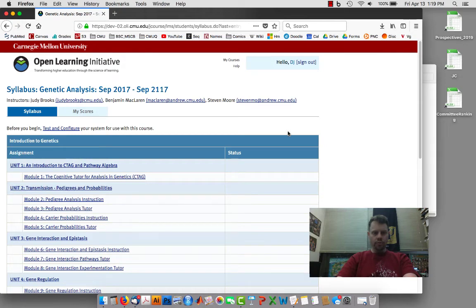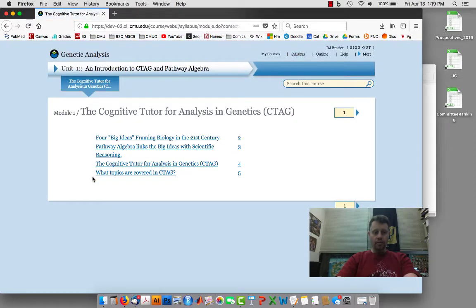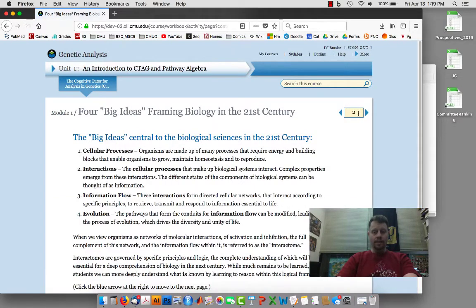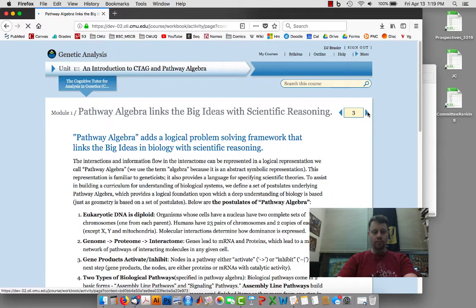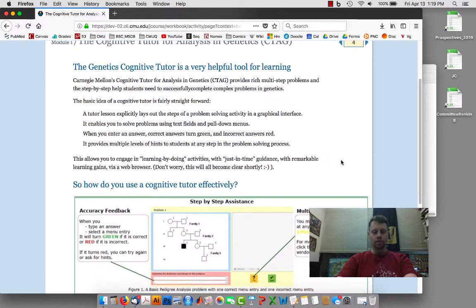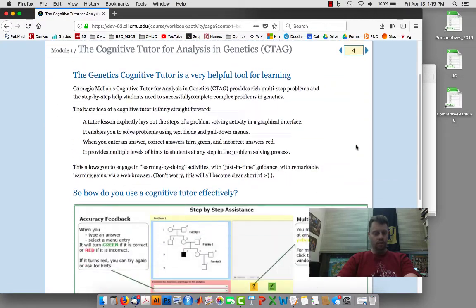Hello, this is a brief introduction to the genetic analysis tutor to give you a sense of what you should do in order to make the best use of it. When you start, you'll click on this module here, which provides some overall understanding of what the tutor is for and the benefits that it provides for providing you information not only about genetics, but thinking more broadly about scientific reasoning and about core ideas that relate to biochemistry, cell biology, and many other branches of biology.